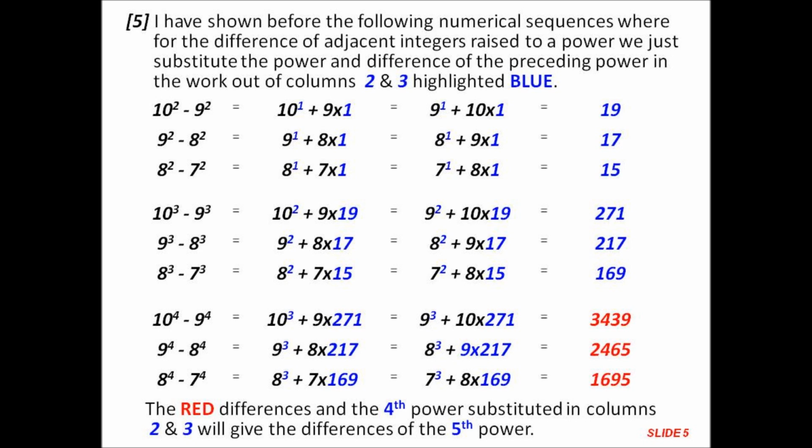I have shown before in previous videos the following numerical sequences where, for the differences of adjacent integers raised to a power, we just substitute the power and difference of the preceding power in the workout columns 2 and 3 highlighted blue. The red differences and the fourth power substituted in columns 2 and 3 will give the differences of the fifth power.